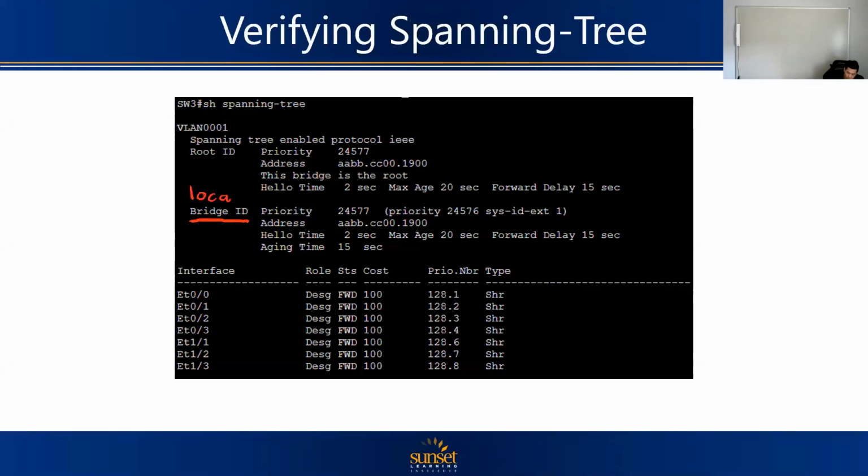Your local switch, okay? This is going to be the switch that you are currently on. So if I'm switch 3 and I do a show spanning tree, my switch 3 has this priority and this MAC address, okay? And you know what? I happen to be the root bridge. That's why the priority and MAC address here are exactly the same, right? And that is because I am the root bridge and my bridge ID tells me about myself, okay?